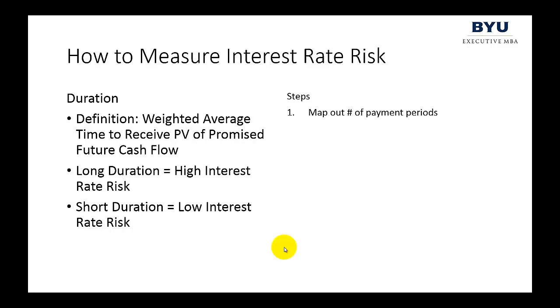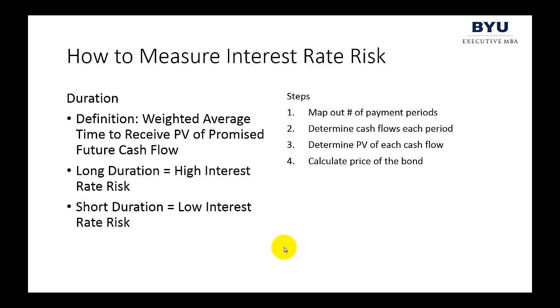The first step to calculating duration is to simply map out the payment periods. If it's a 5-year bond with 2 payments per year, you're going to have 10 periods. Second step, map out the cash flows each period. That's easy. It's just the principal and the interest. Third step, determine the present value of each of the cash flows using our cornerstone, keystone, seer stone formula. Fourth step is calculate the price of the bond. We could summarize steps 1 through 4 and simply say, calculate the price of the bond. But you need to do it the long way.